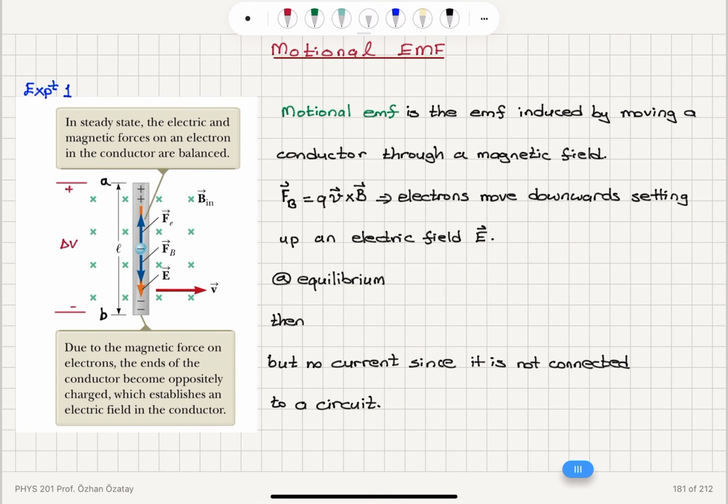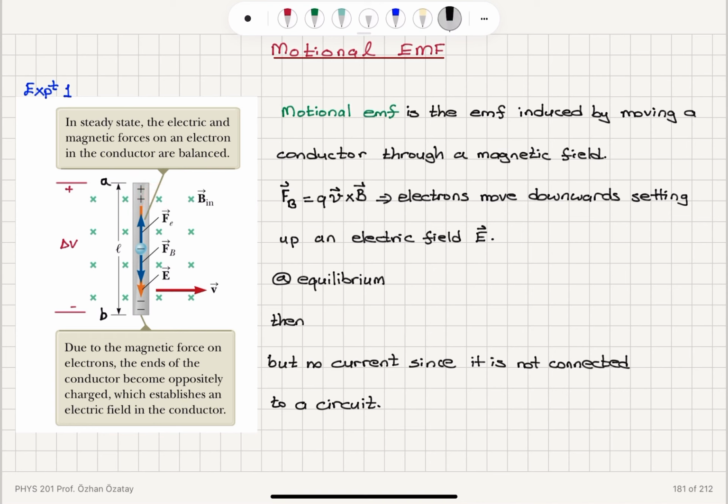Okay, so what is motional EMF? Motional EMF is the EMF induced by moving a conductor through a magnetic field. So that's exactly this scenario we're talking about in this experiment. The magnetic force the electron feels is qv cross B, that's the Lorentz force, which makes the electrons move downwards, setting up an electric field E pointing from top to bottom.